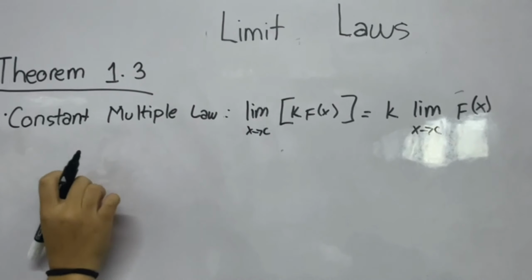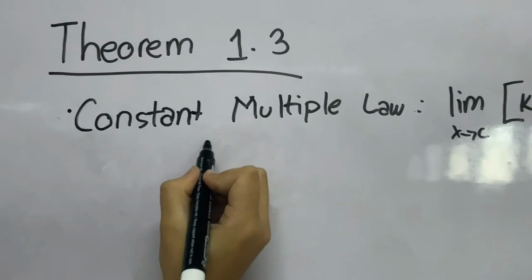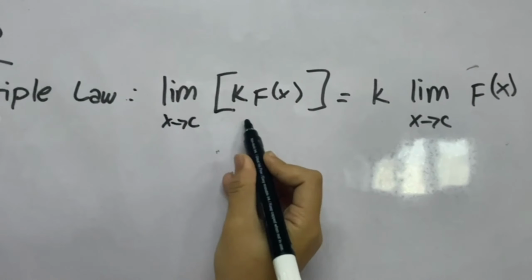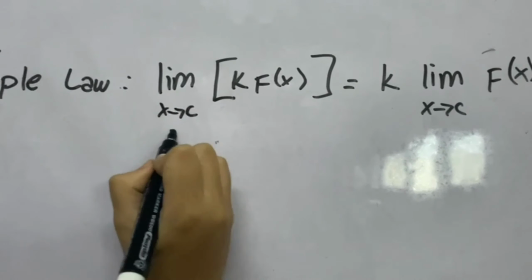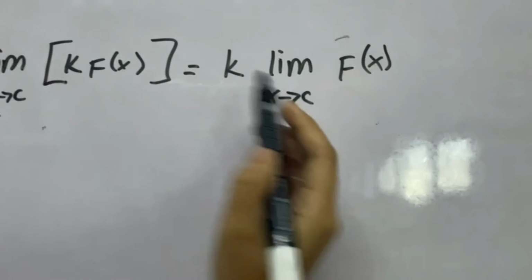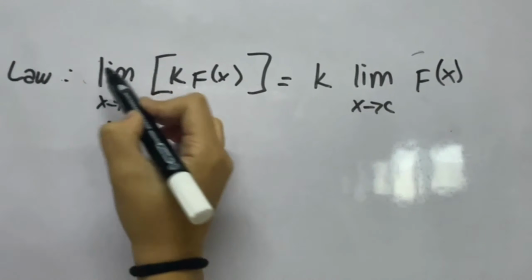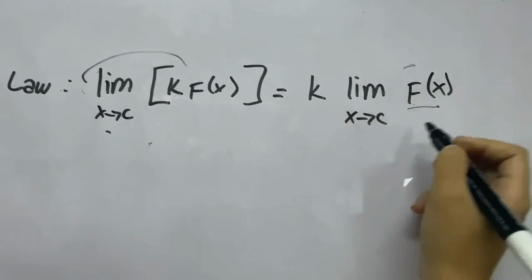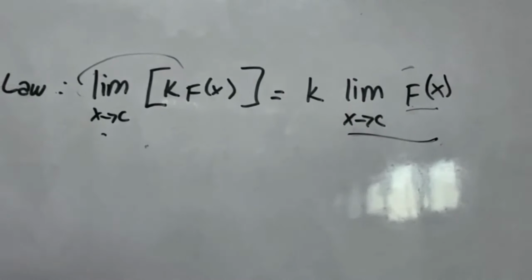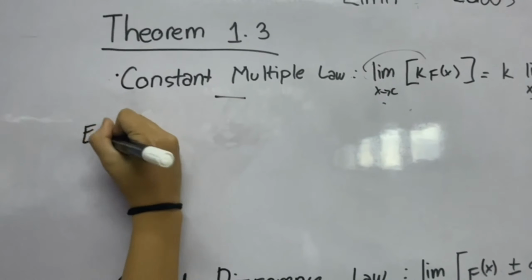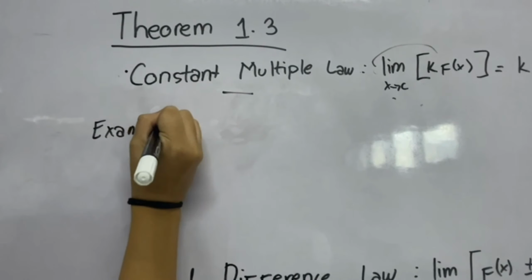Let's tackle first the constant multiple law, which states that the limit of k times function f of x as x approaches c will be equal to k times the limit of function f of x as x approaches c. We simply get the constant k outside the limit and copy the limit. And let us have this example.